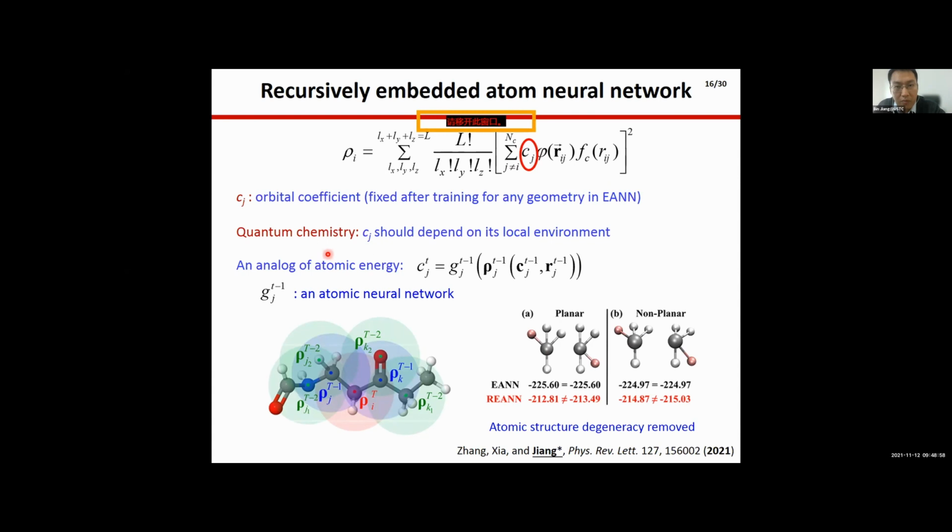But in quantum chemistry, we know that the orbital coefficients should also depend on the atomic structure itself. So we introduce another atomic neural network to express this coefficient, in analogy to the atomic energy. In such a way, we expand the information from the neighbors of neighbors, and then we can immediately distinguish the atomic structures and remove the artificial degeneracy I mentioned earlier.